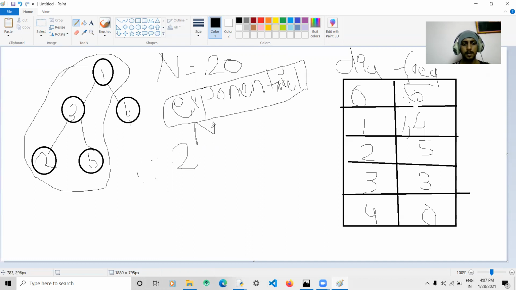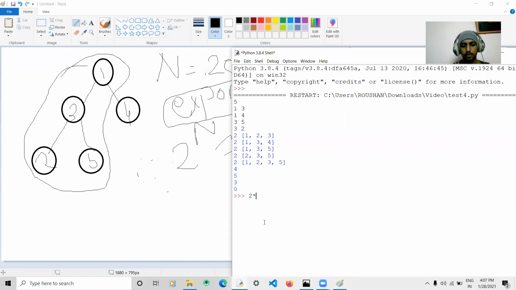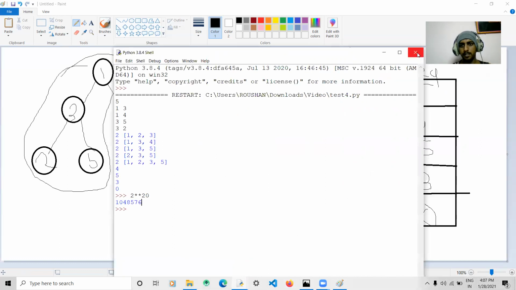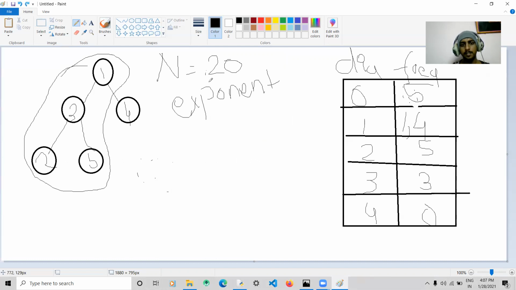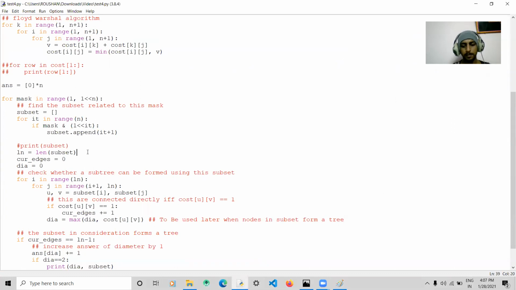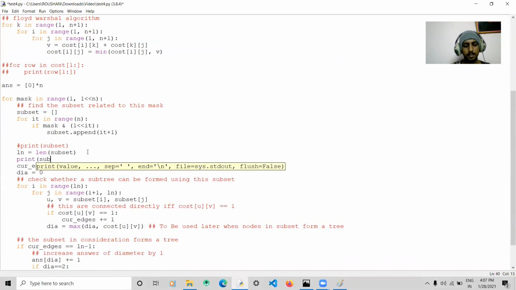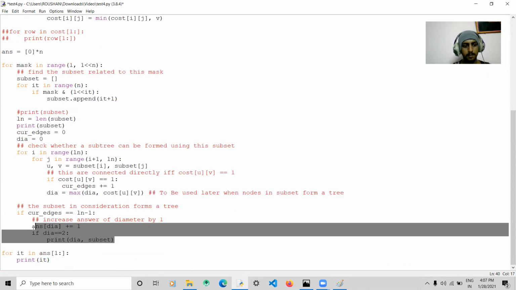You can simply say 2 to the power n. 2 to the power 20 is around 10 to the power 6. Not very bad, actually. 2 to the power 20 is about 10 lakh, 10 lakh 48,000 something, but yes, workable. So our idea is, say n is 5 given, we will generate all the subsets. So let me show you what we mean by a subset. We'll simply print the subset here.